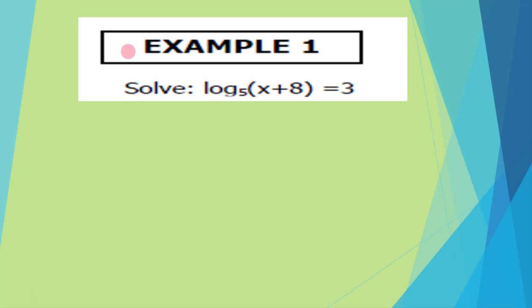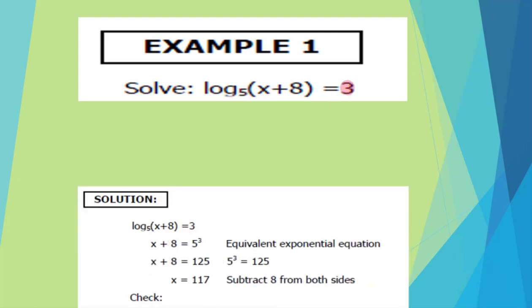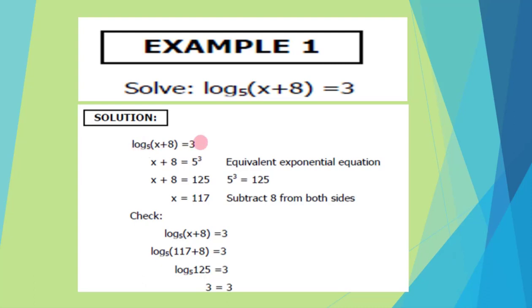For example, solve log of quantity x plus 8 to the base 5 equals 3. Solve for x. So for the solution, we copy the expression. Then, x plus 8 equals 5 cubed. The reason is equivalent exponential form. And we have x plus 8 equals 125 because 5 cubed equals 125. Then x equals 117. Subtract 8 from both sides of the logarithmic equation. Now, we have the value for x equals 117.